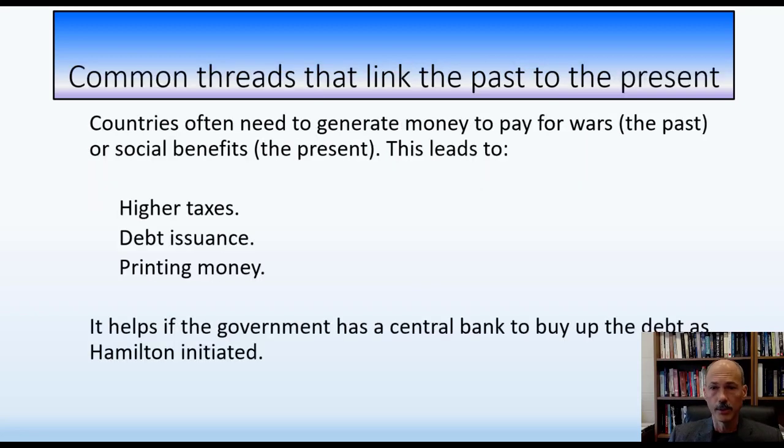So let's look at some common threads that link the past to the present. What we've seen, not only in this country but in Europe, is that countries often need to generate money to pay for wars. That's been the past. But now it mainly seems to be that countries need to generate money to pay for social benefits. And so that seems to be the present. This leads to either higher taxes, debt issuance, or the printing of money. It helps if the government has a central bank to help buy up the debt, as Hamilton initiated.